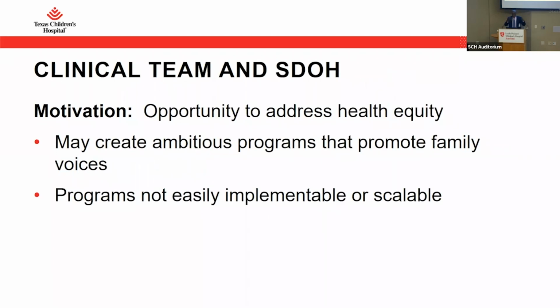And then the clinical team, again, this historical group that typically owned, however you want to term what that means, social determinants of health, they may say, well, we want to address health equity. And so they're going to create these super ambitious programs that promote family voices in all the ways that we'd like them to. But those programs aren't really easily implementable. They're not scalable. And they may not fit all the different domains that you need for Joint Commission or other areas as well. So that's just a different perspective. And so that's what I mean by all these incentives, competing priorities, and again, with all these new partners.